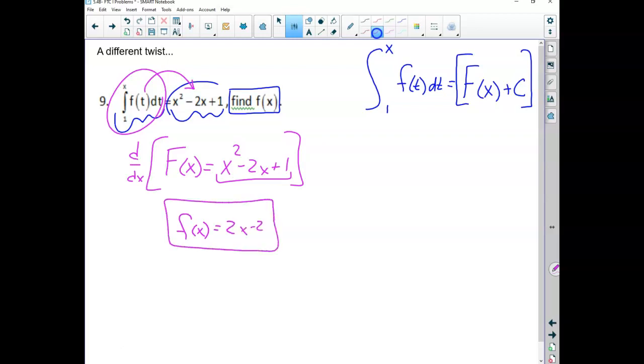You've got to be careful. You've got to read problems. You've got to go slow, okay? Because that means antiderivative, and if that integral equals a function like that, that function is your antiderivative.